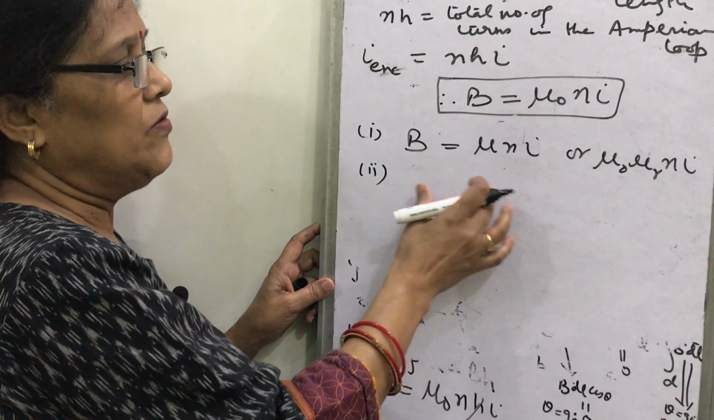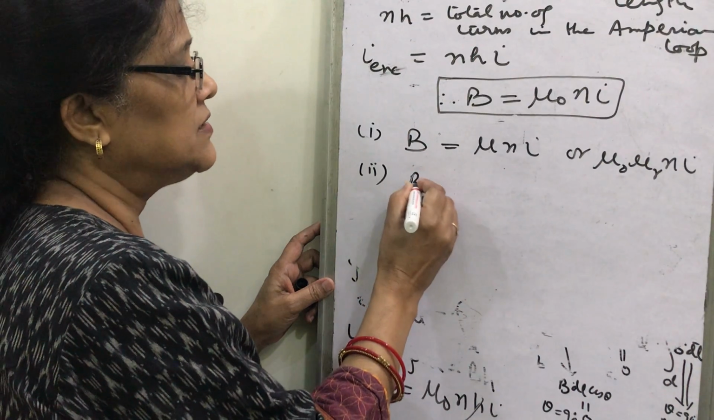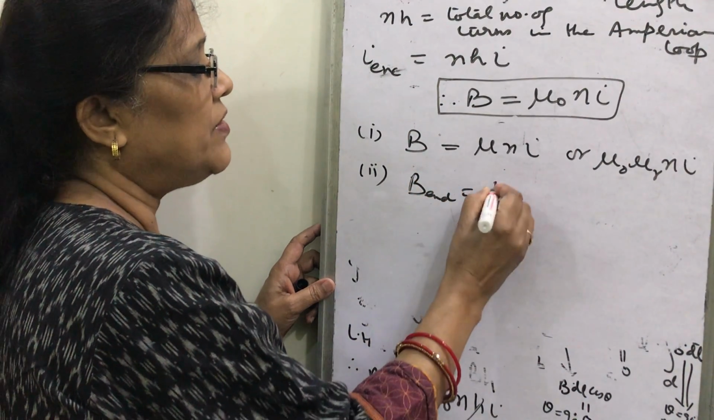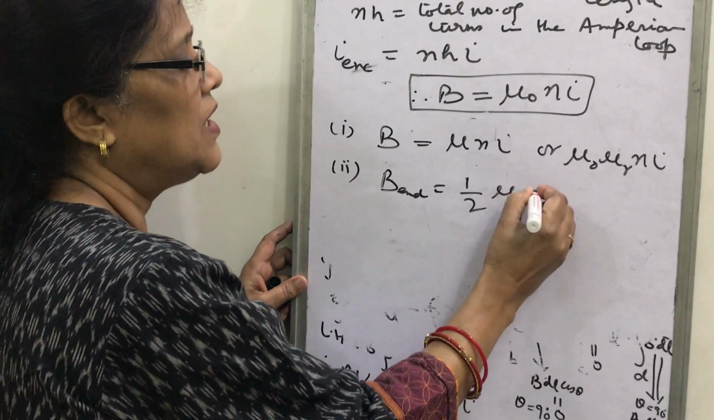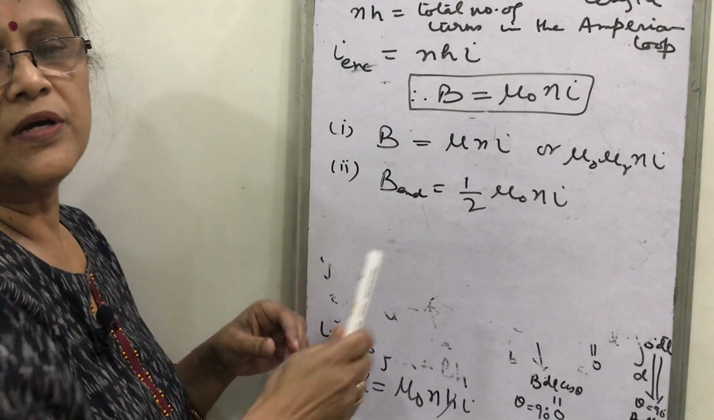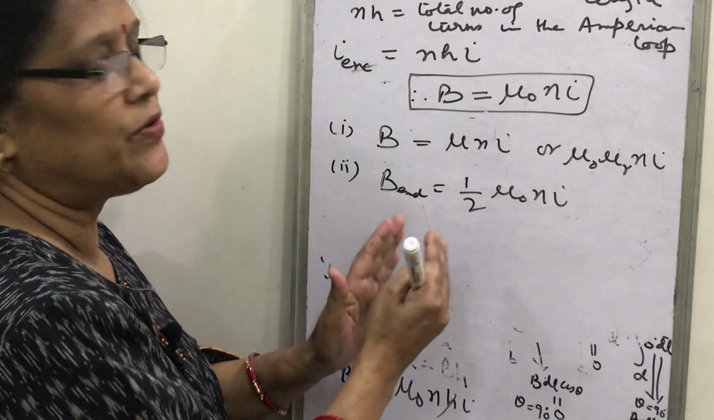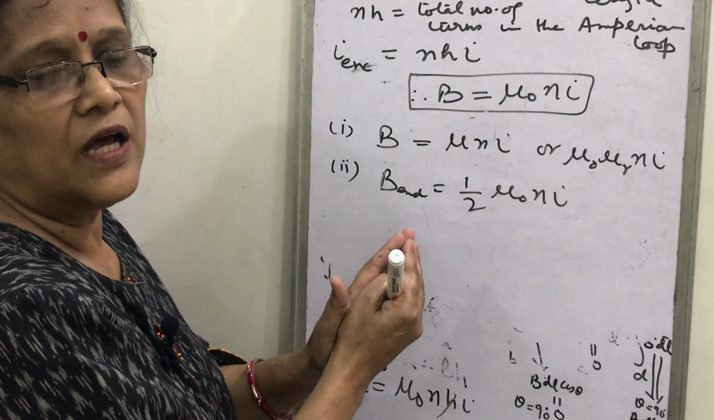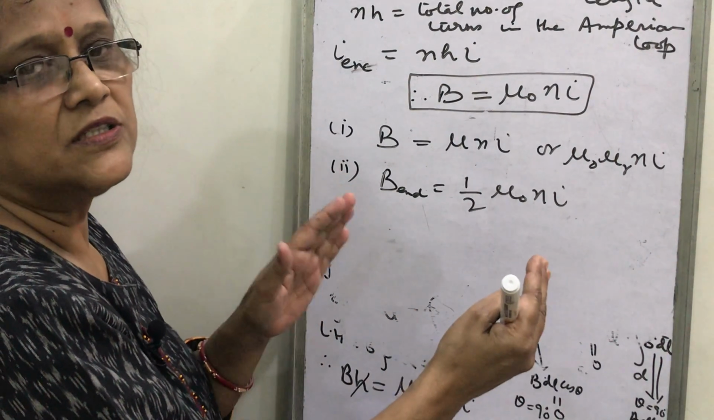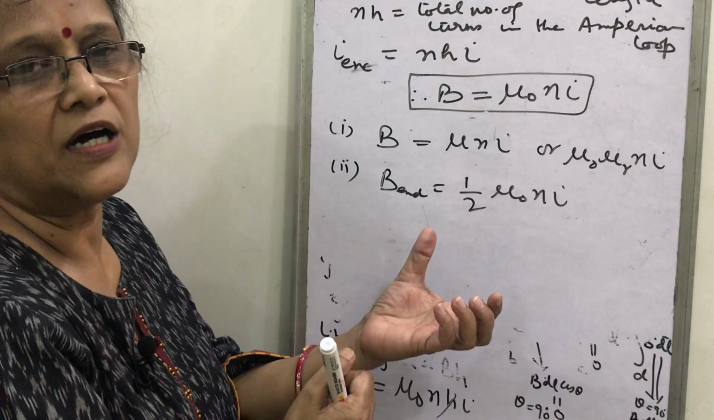And what will be the expression at the end of the solenoid? At the end of the solenoid, we write the magnetic field is half mu naught nI. Why half mu naught nI? Because we may consider the solenoid to be made up of two equal halves, and the resultant magnetic field is the total sum of all the magnetic fields produced by the individual halves.